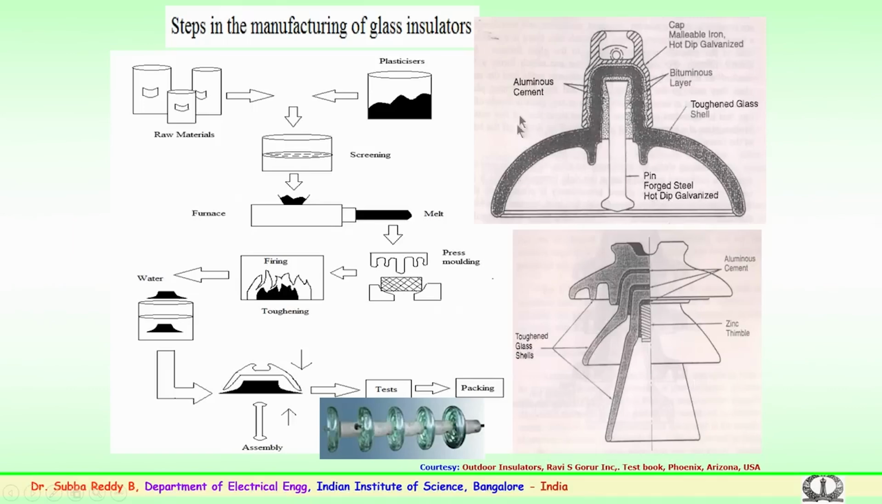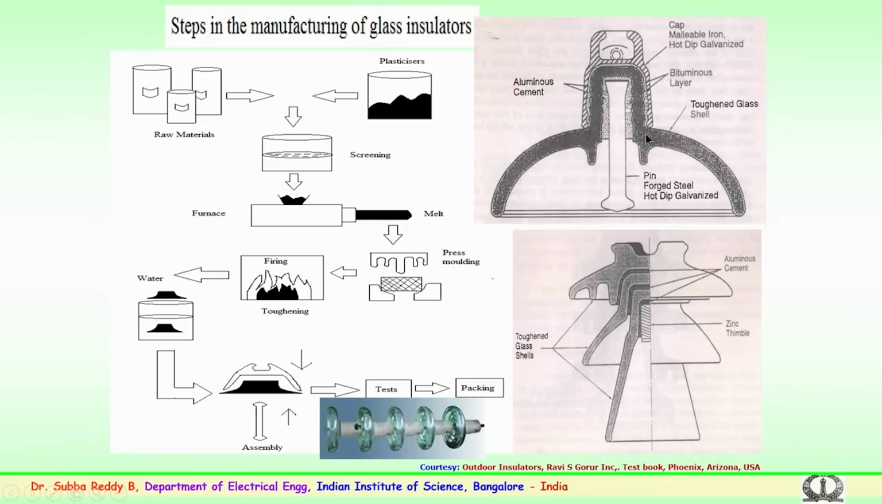When you carefully look here, this is how the cut section of the glass insulator looks, a typical schematic of the glass insulator, where you can see the cap. The cap is again malleable iron, hot dipped galvanized iron. You can see here a bituminous layer being coated, and alumina cement is used here for the jointing of both the cap and the glass shell.